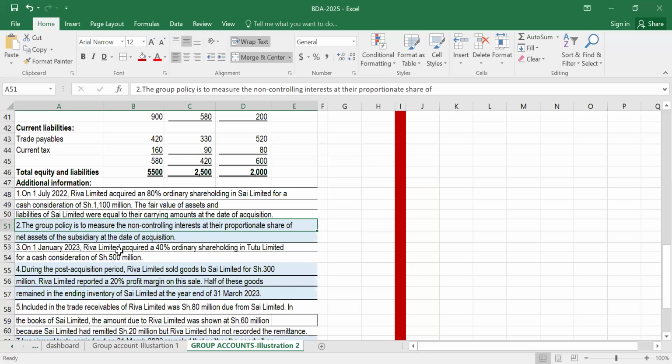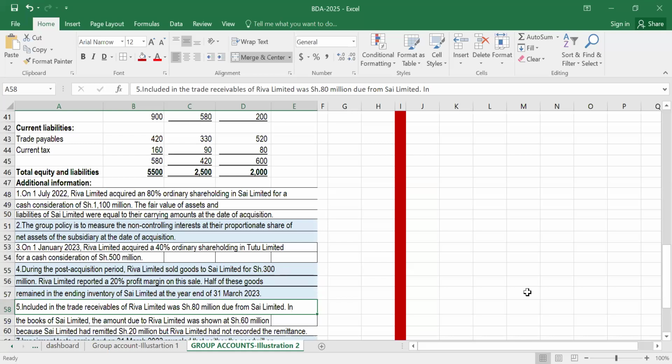Number three, on 1st of January 2023, Zi Limited acquired 40% ordinary shareholding in Zii for a cash consideration of shillings 500 million. And then we are told in note number 4, during the post-acquisition period, Zi Limited sold goods to Zi Limited for shillings 300 million. Zi Limited reported a 20% profit margin on these sales, and then you're told half of these goods remained in the ending inventory at the end of the year, which ended 31st of March 2023.